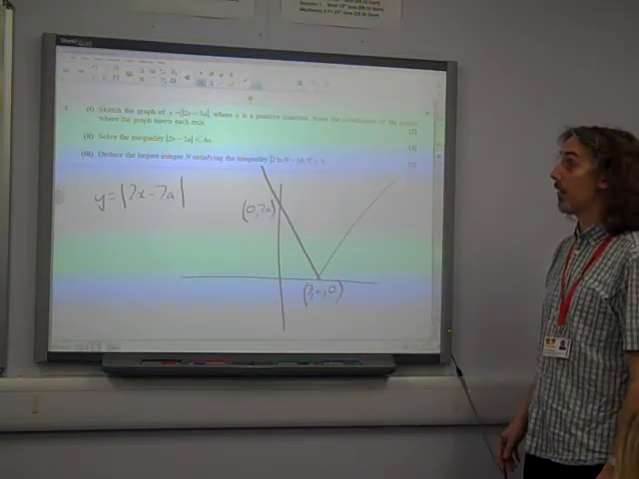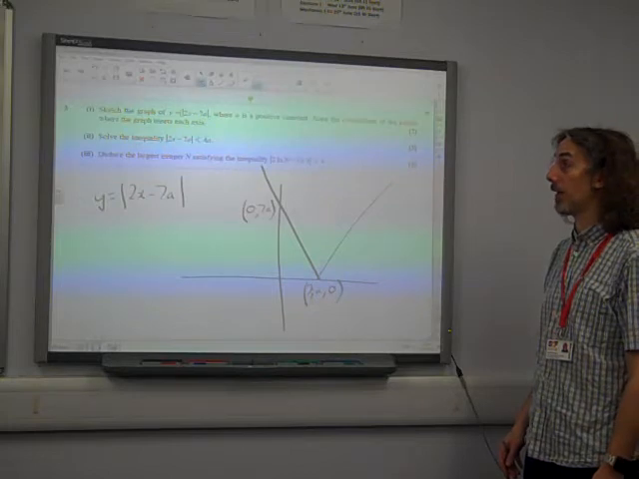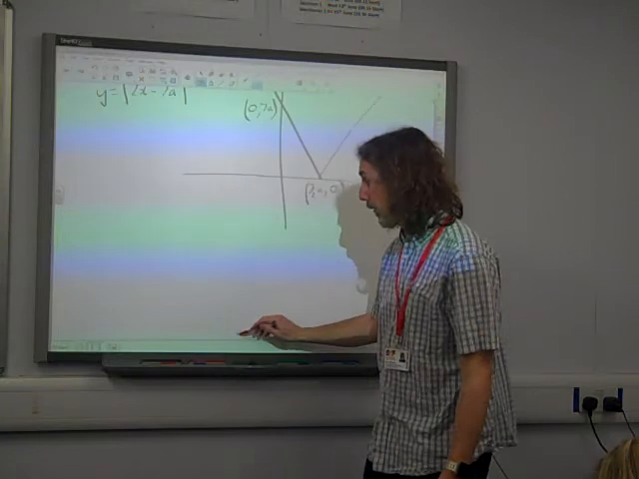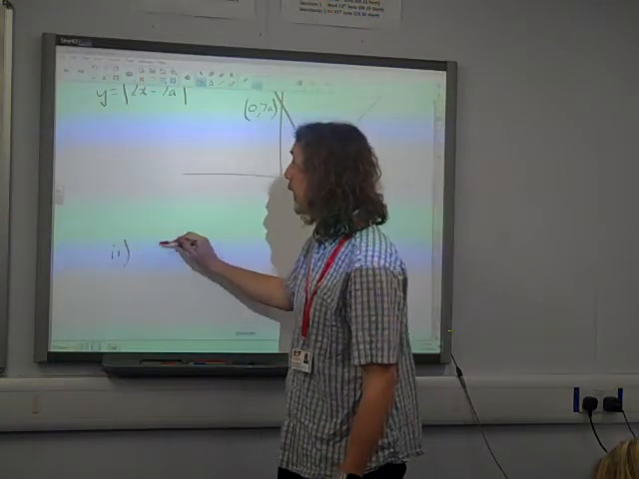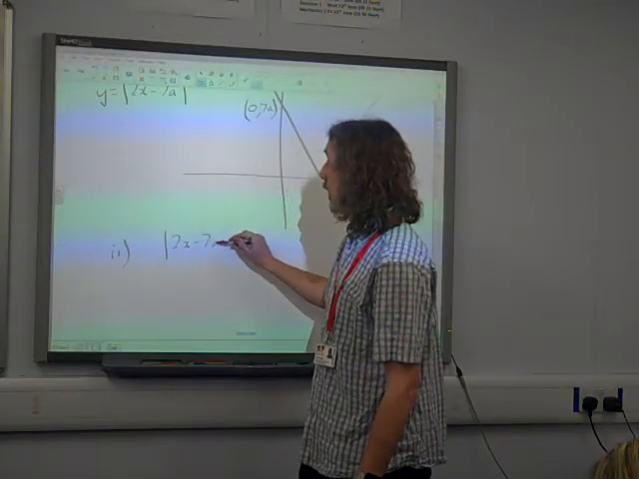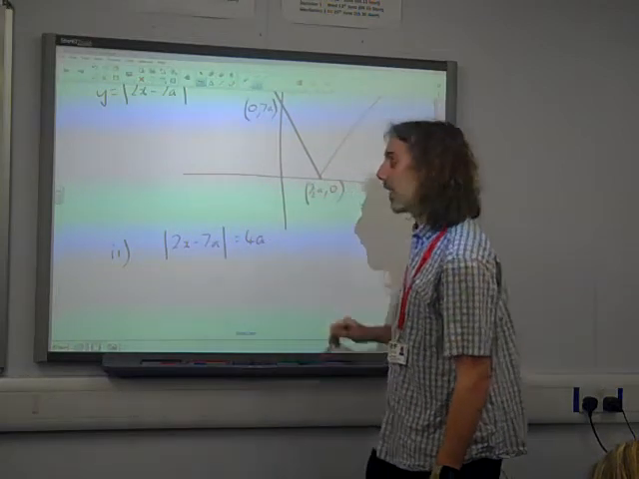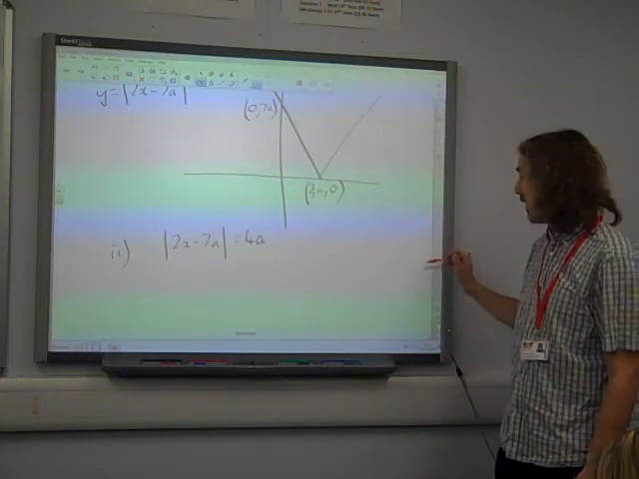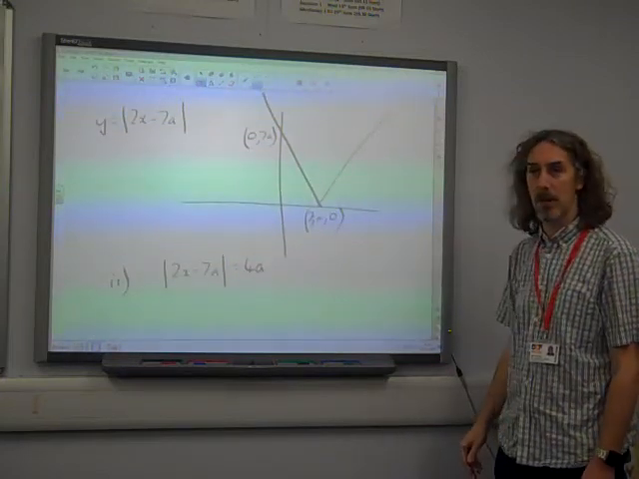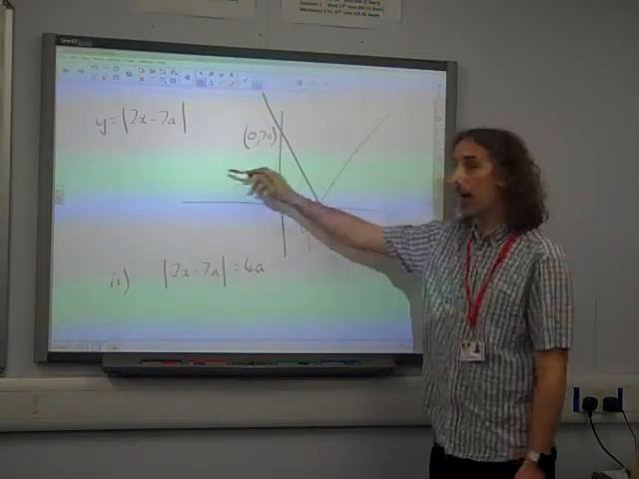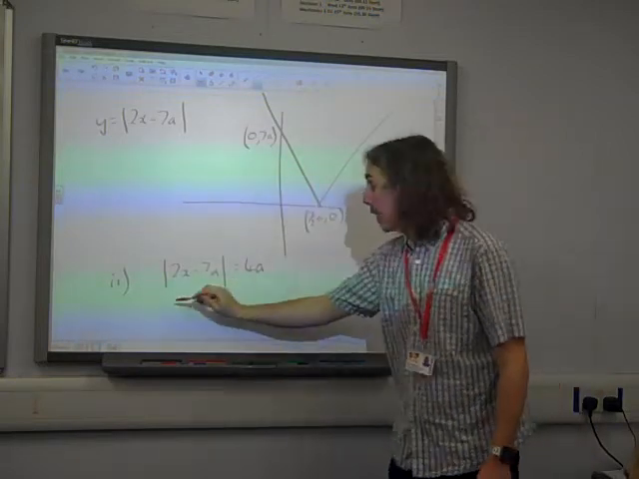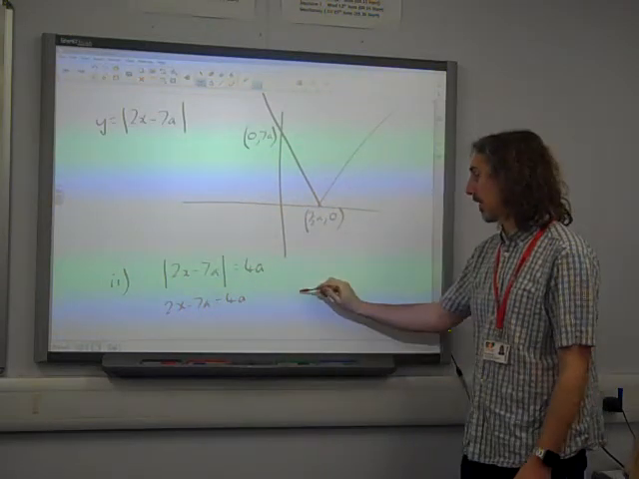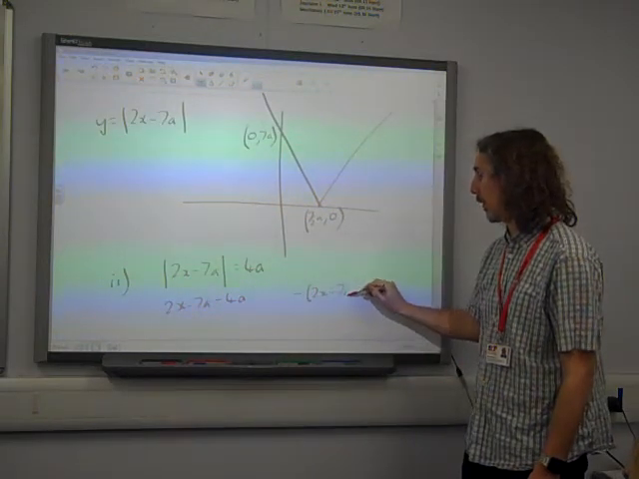Solve the inequality. 2x minus 7a, the modulus of that is less than 4a. Well, we've talked about 2 methods for doing this. I think squaring it becomes slightly more complicated because you've got the a in there, although you can deal with it by squaring it. This would be a line that went across there somewhere. So we're looking at where does the positive branch cross it, and where does the negative branch cross it. They're the 2 points.